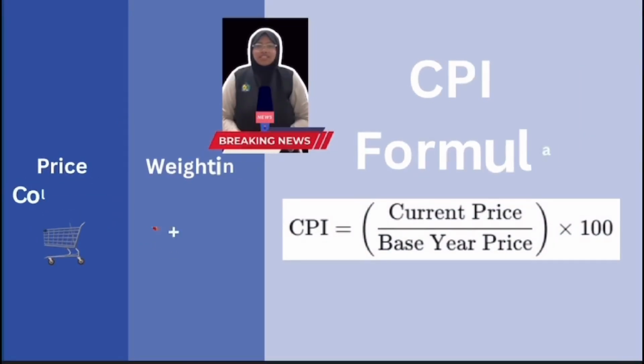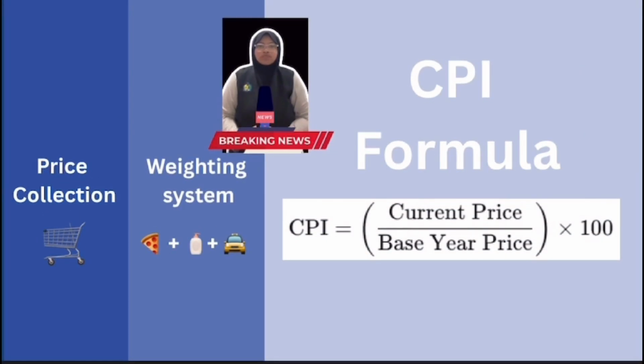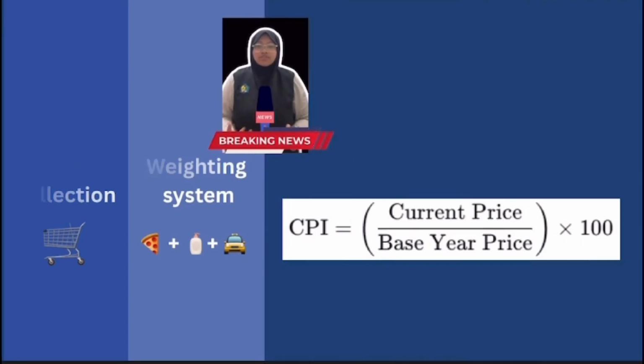Step 3. The CPI formula. Each item's current price is compared to its baseline year price. Then, we apply this simple equation: current price divided by base year price, multiplied by 100. This gives us the index number, and the percentage change tells us how prices have moved over time. All three steps appear together and end in one neat horizontal flow. Together, these three steps form the foundation of how we measure inflation in Malaysia, making CPI a reliable tool to track the cost of living.